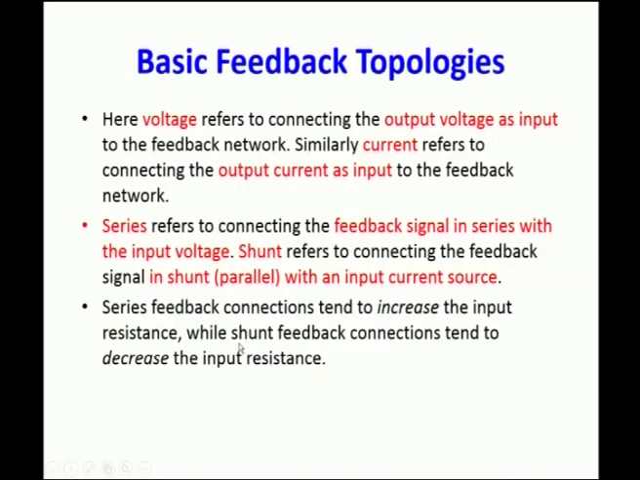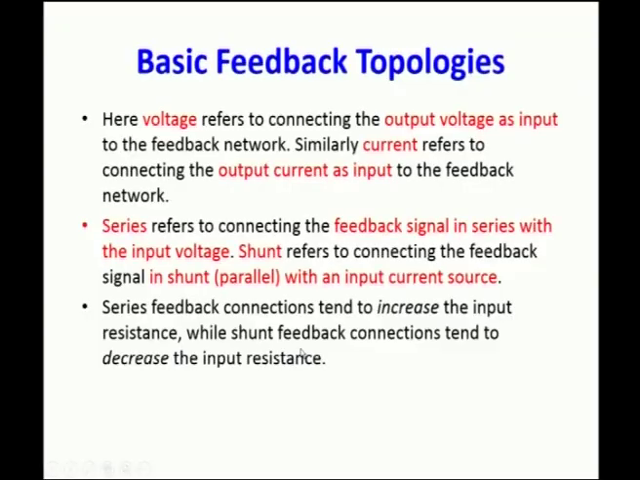So, series feedback connections tend to increase the input resistance, while shunt feedback connections tend to decrease the input resistance, because if the resistances are in series, we know that you have to add the resistances. So, the final resistance will be increased. For shunt connection, it is a parallel connection. So, if you calculate the parallel combination of the resistors, then ultimately the effective resistance will be reduced. That is, for series the impedance is increased, and for shunt it is reduced.